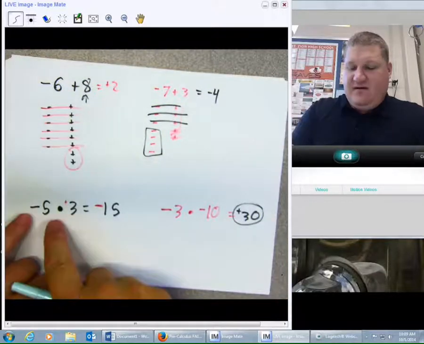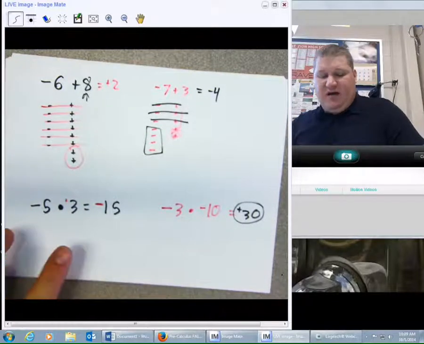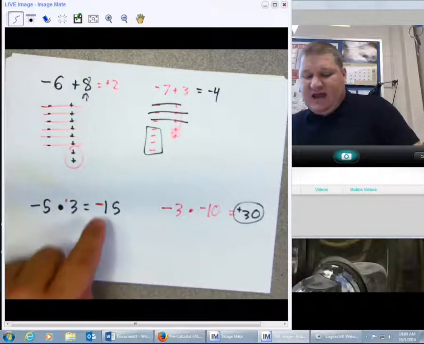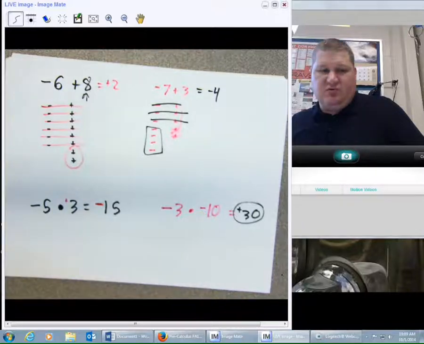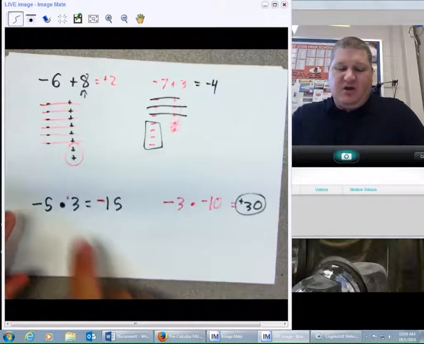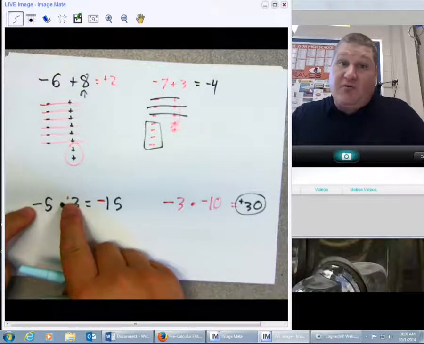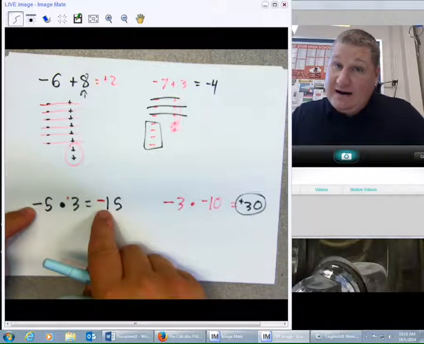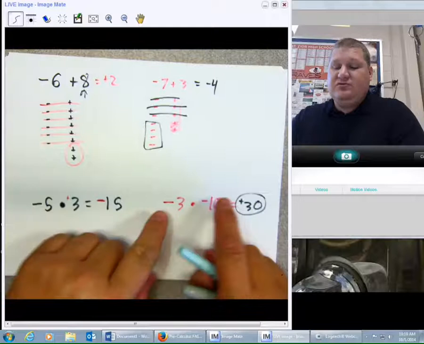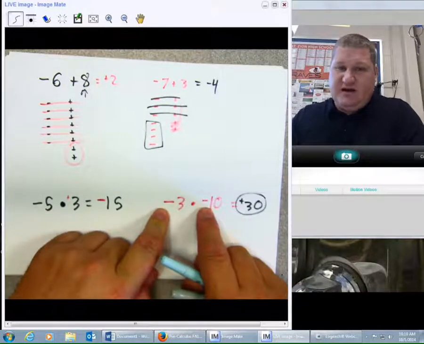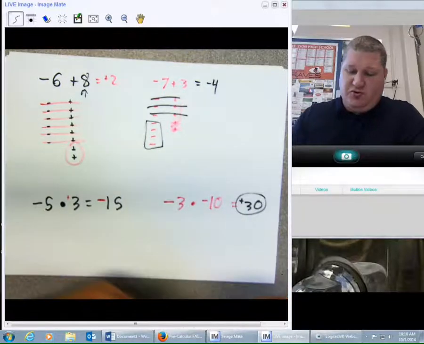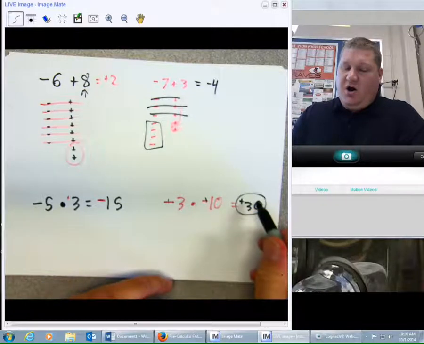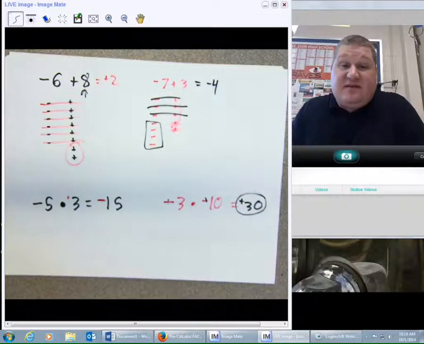In multiplication, it's the combo. One of each makes it negative. 2 of the same is always positive. Think about it this way. 2 things that are different are probably going to disagree, and they're going to be negative. They're not going to be happy about it. 2 things that are the same, whether it's 2 negatives or whether it's 2 positives, are going to be positive because they're going to agree. They're going to be happy.